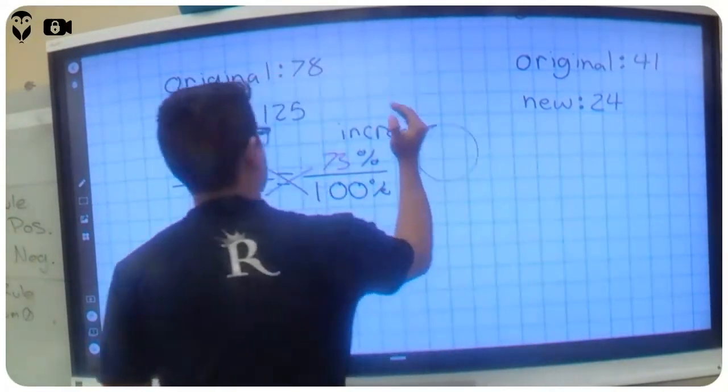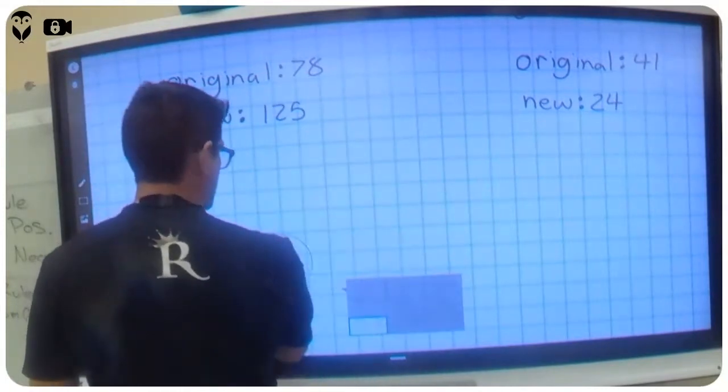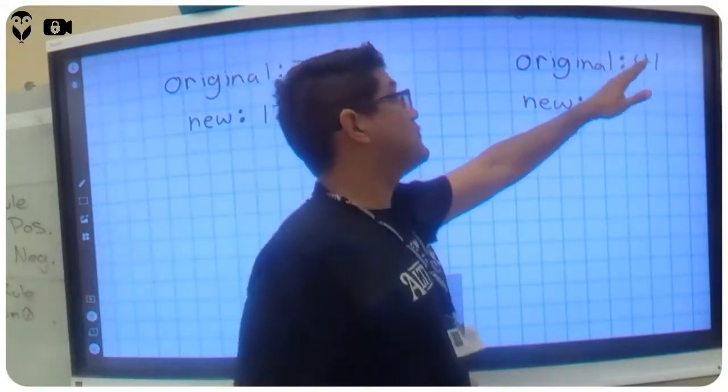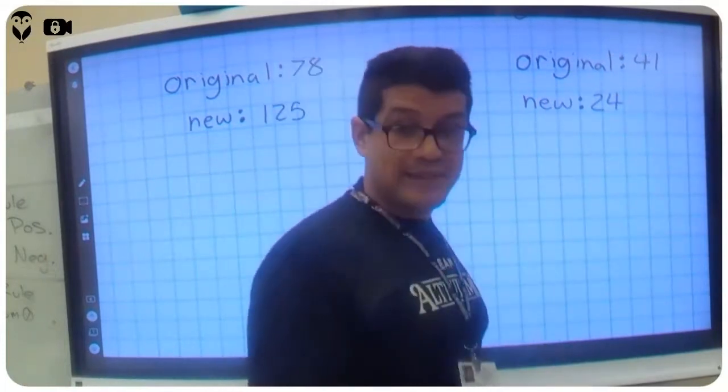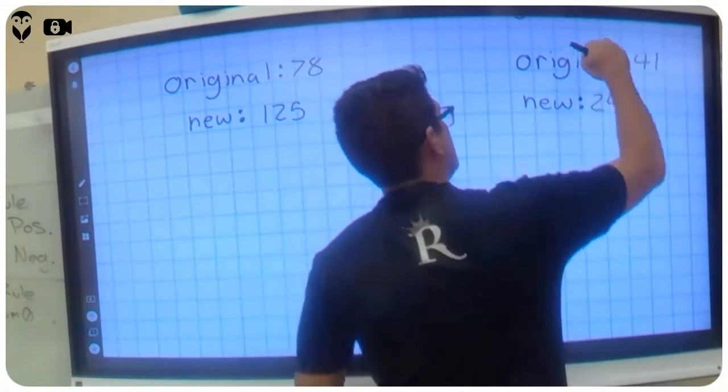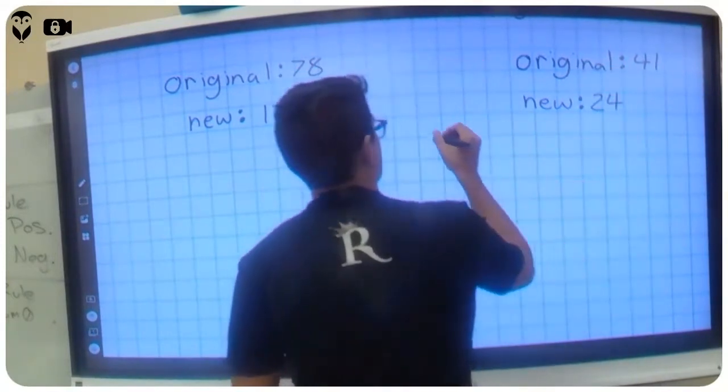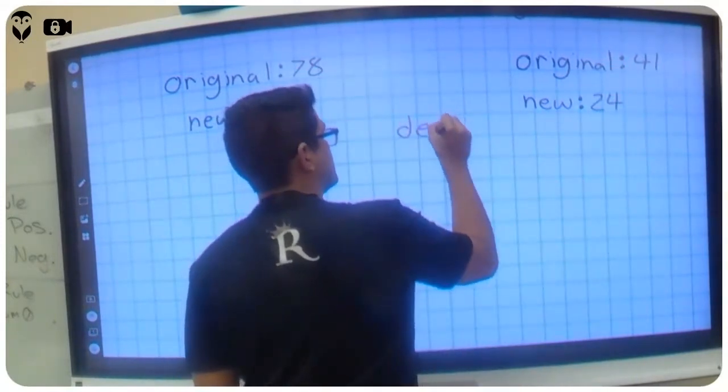Okay, so now let's do this one. So this one, the original was 41 and it went down to 24. That's what you were hoping about this one, but that didn't happen. So this is a decrease from the original. So we know the answer is going to be decrease.